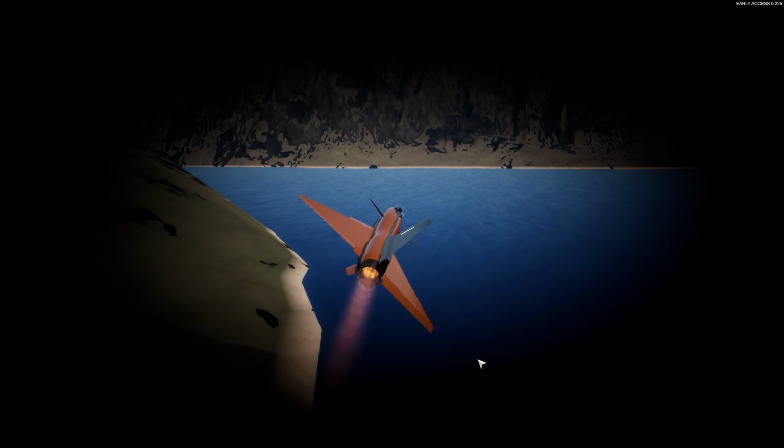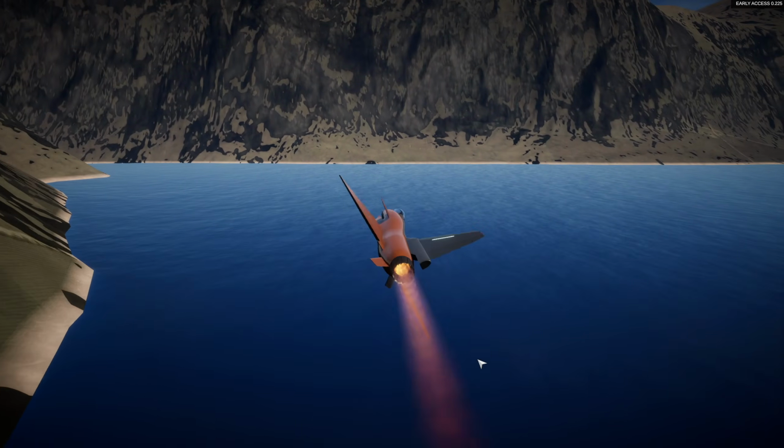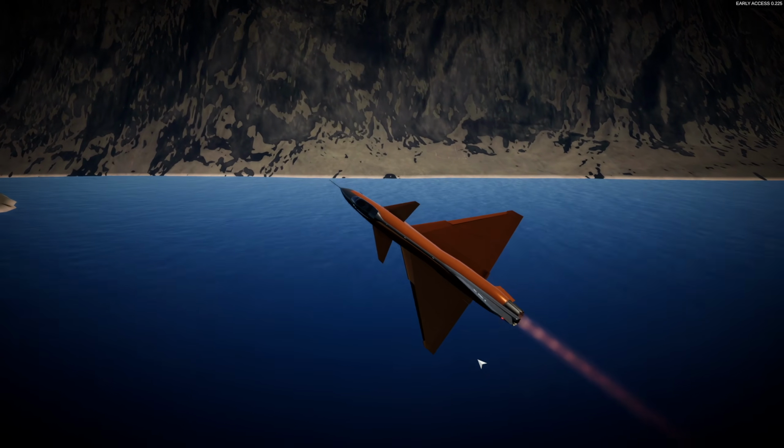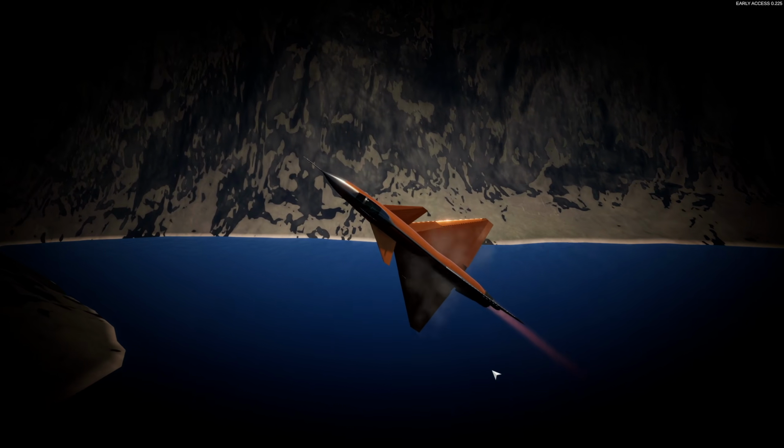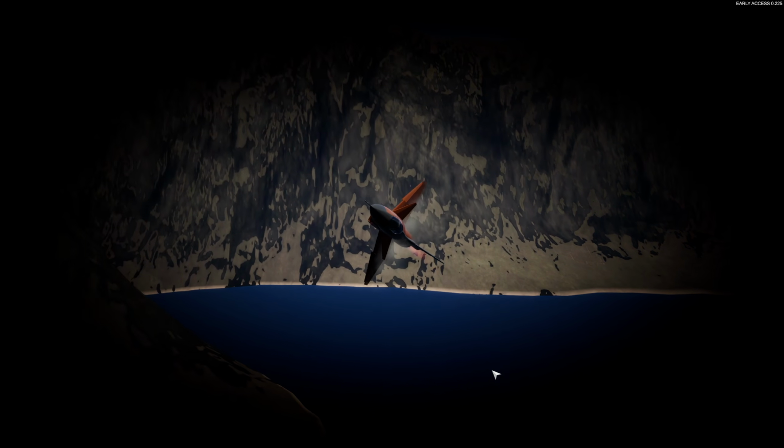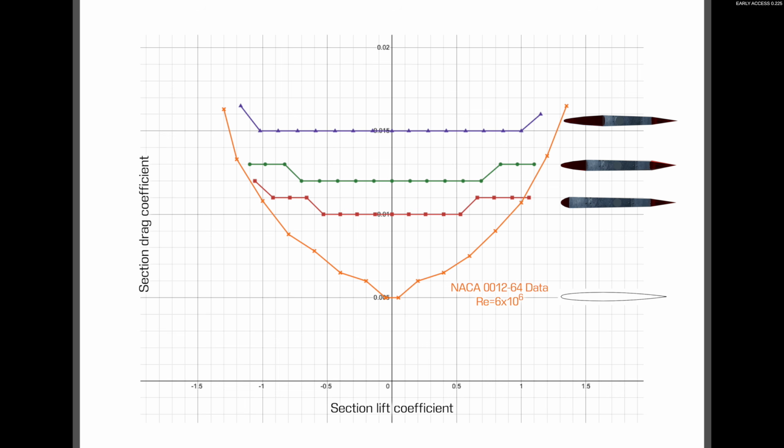Note that for real airfoils, the airfoil thickness having only a comparatively small effect on the drag coefficient will not hold at much higher speeds, as we will see in a later video. Here are some more drag polars for various airfoil shapes in Flyout.